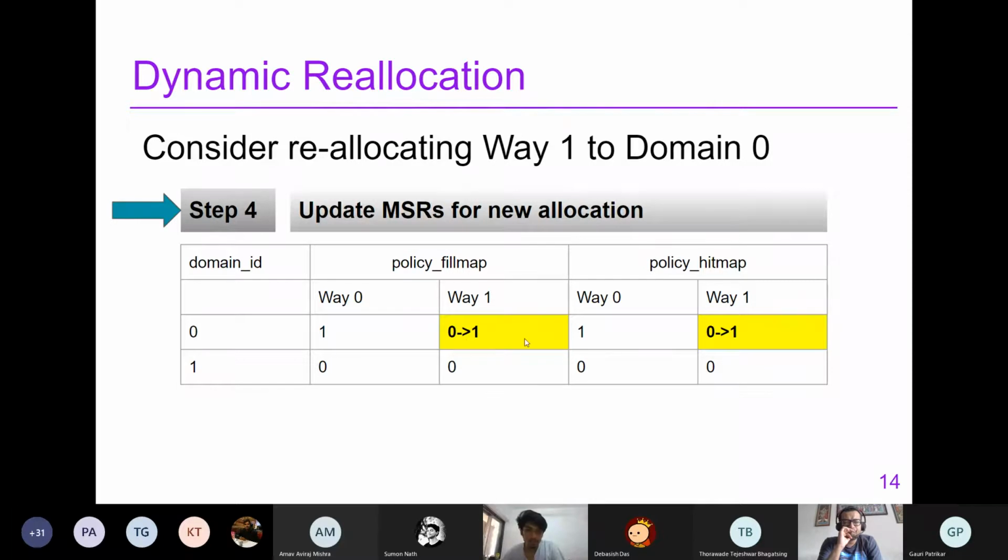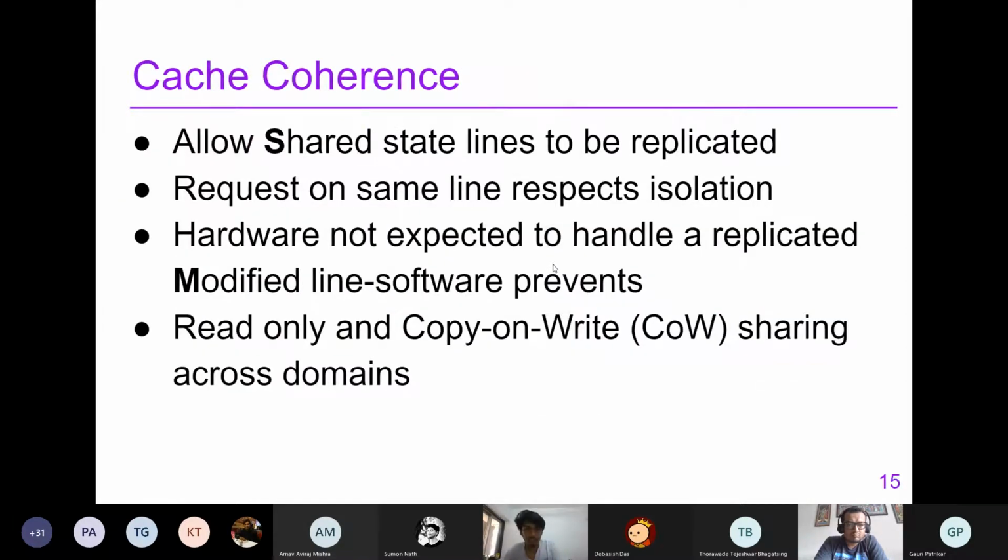So now we show how it is allocated to domain 0. This is basically the way that dynamic reallocation happens. One more thing which is important to note is that when these MSR writes are happening, they are fenced so that they cannot be called during some speculative execution. So now we have a dynamic reallocation.